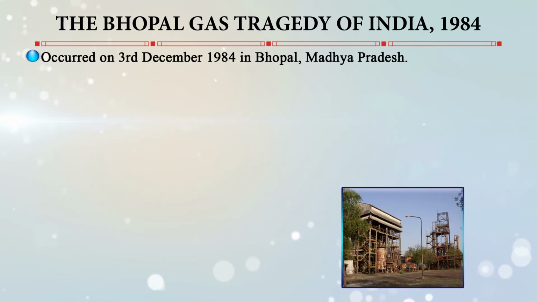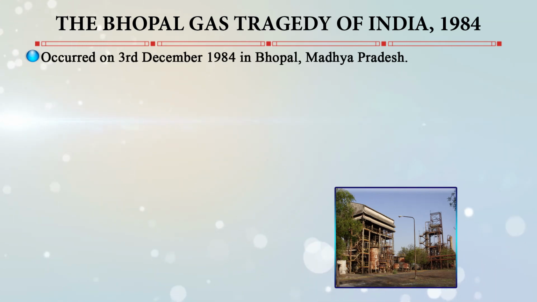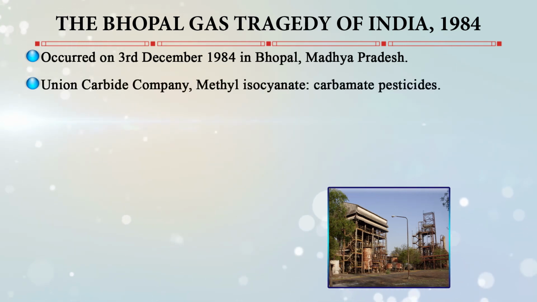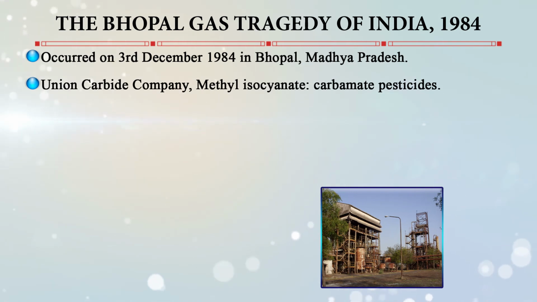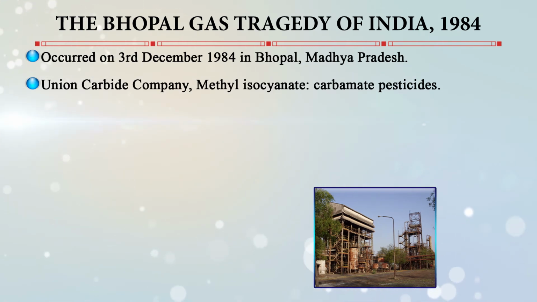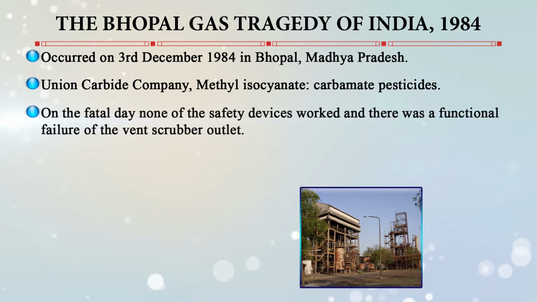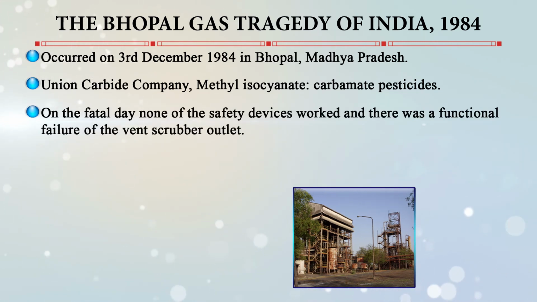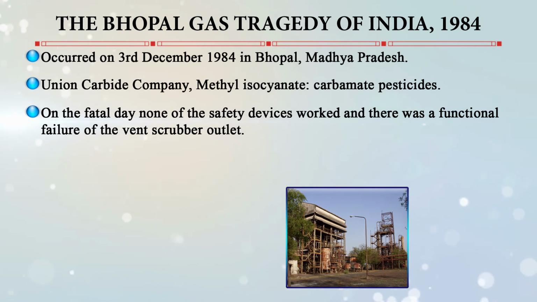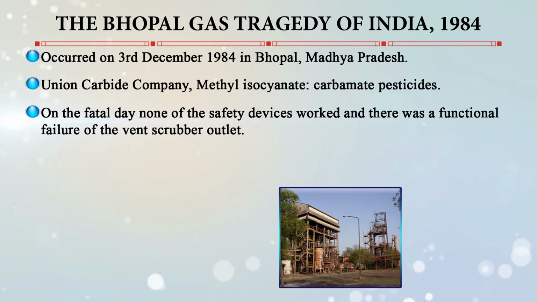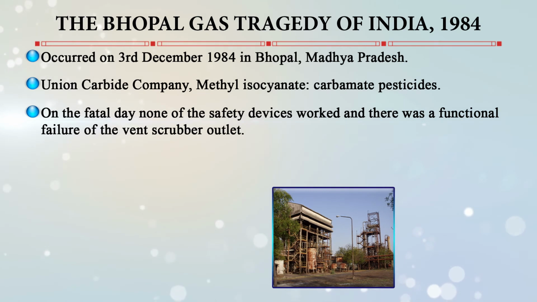Now, so that we understand these better, I will give you a case study, the Bhopal gas tragedy of India, which occurred in 1984. This occurred on the 3rd of December in 1984 in Bhopal in Madhya Pradesh, where the Union Carbide company was manufacturing carbamate pesticides, and the key component is methyl isocyanate. On that fatal day, none of the safety devices worked, and there was a functional failure of the vent scrubber outlet.